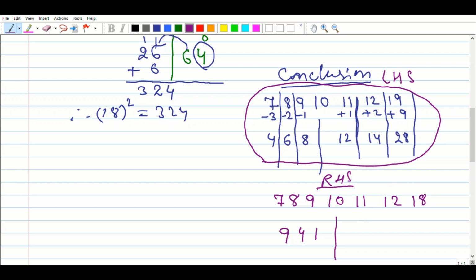For 11, here 11 is more than 10 by 1, so 1 square equals 1. 12 is more than 10 by 2, that is 2 twos are 4. Only one digit is kept on the right-hand side. And 18 is more than 10 by 8. 8 eights are 64. But we can only write the 4, and the 6 is transposed to the left-hand side and added. Then you get the answer.